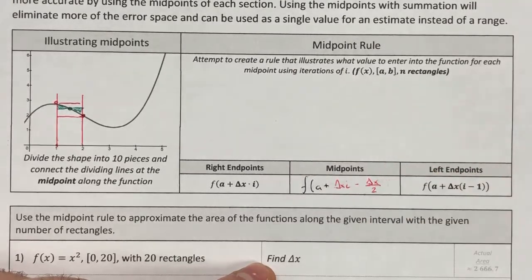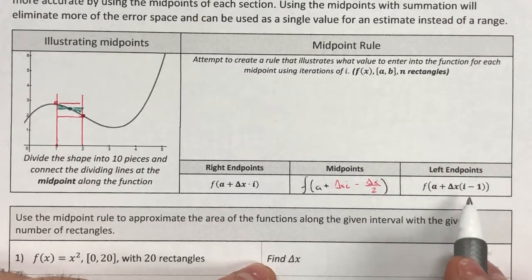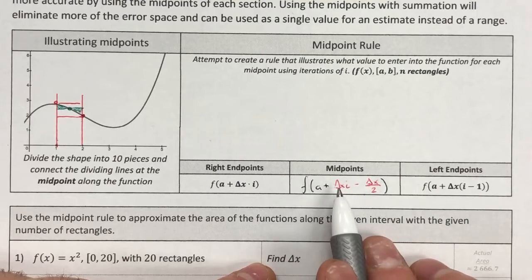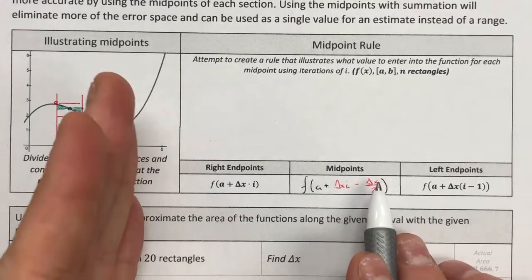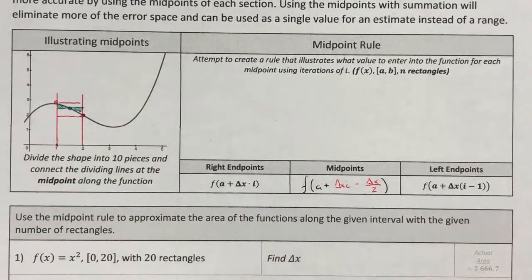Now, this isn't written in the same notation as the other two. The other two, if I distributed that delta x, I would get the same thing. Delta xi minus a full delta x. This is delta xi minus half of a delta x. It moves us back into the center of that.